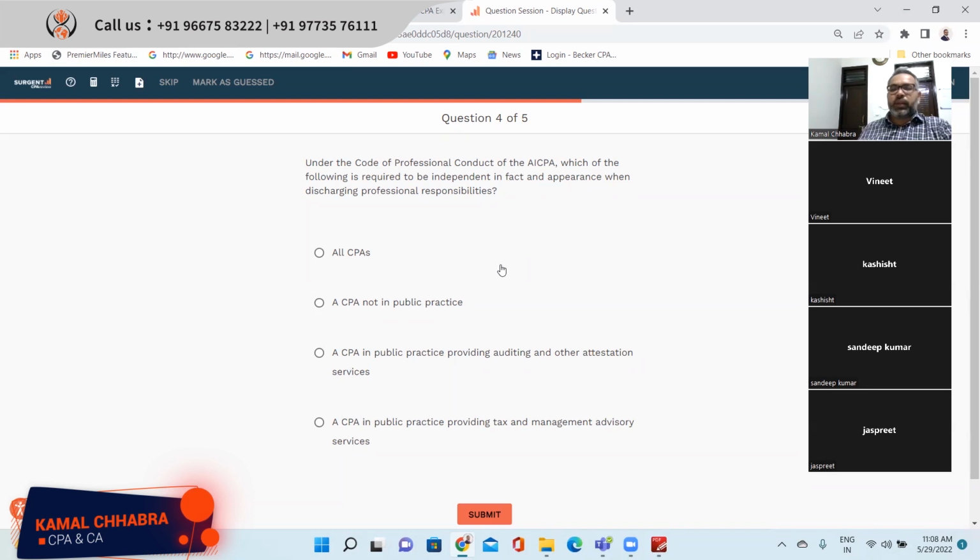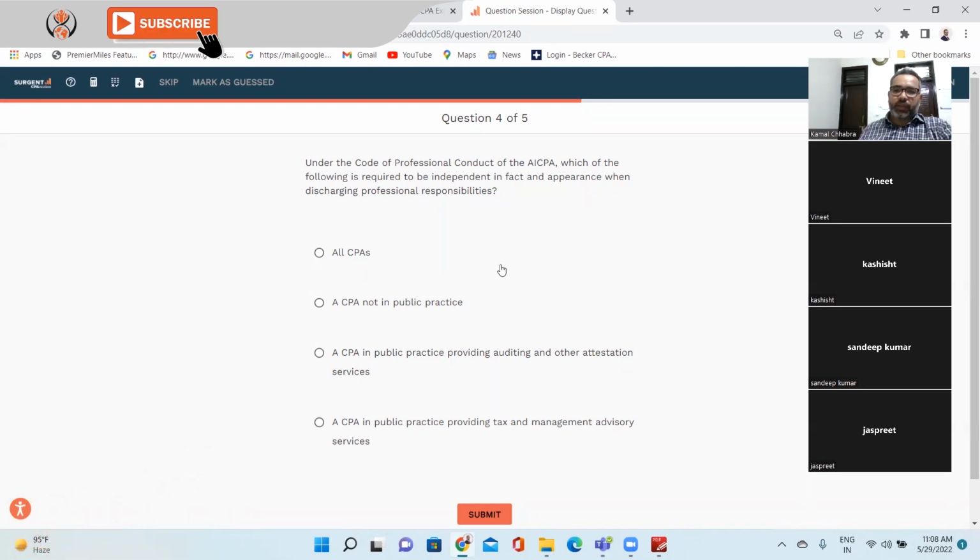Yes, sir. Just keep this interpretation in mind and let's try to answer this question. Under the Code of Professional Conduct of AICPA, which of the following is required to be independent in fact and appearance when discharging professional responsibility? A: all the CPAs; B: a CPA not in public practice; C: a CPA in public practice providing audit and other attestation services; D: a CPA in public practice providing tax and management advisory services.